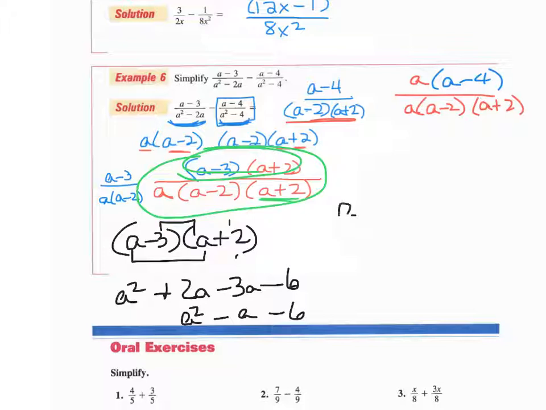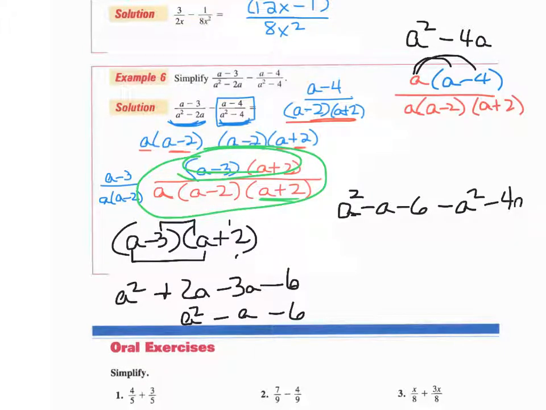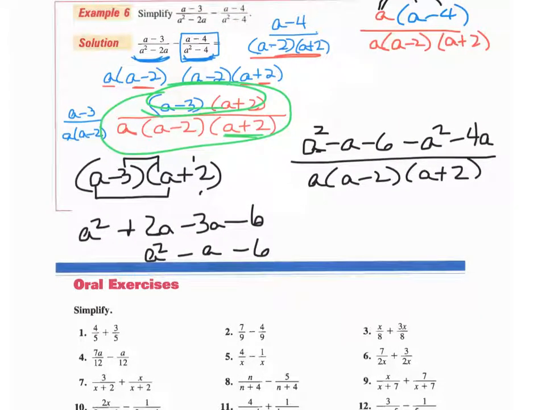Let me write it over here. A squared minus A minus 6. Over here I'm going to distribute this one, A squared and minus 4A. And then they all have the A minus 2, the A plus 2. Now I need to combine all of my like terms in the numerator. So notice here when I try to group the A squareds, they're actually going to cancel because A squared minus A squared is gone. I'm going to try to group the negative A and the negative 4A.